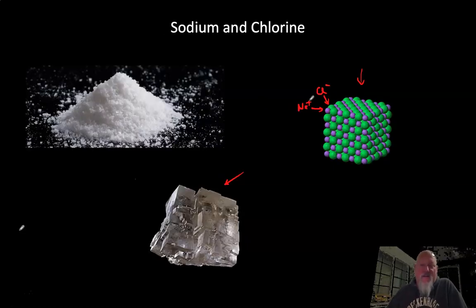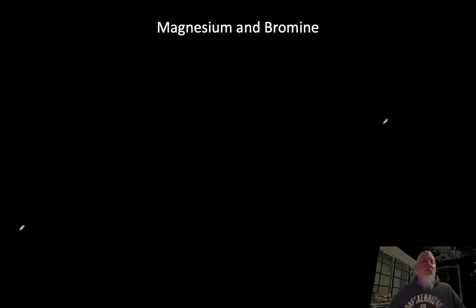But you can see in the crystal that there's one sodium for every one chlorine, all throughout the crystal. What if we do magnesium and bromine? Now, magnesium is an alkaline earth metal, so it's got 2 valence electrons. Bromine is a halogen, so it's got 7 again, just like chlorine.